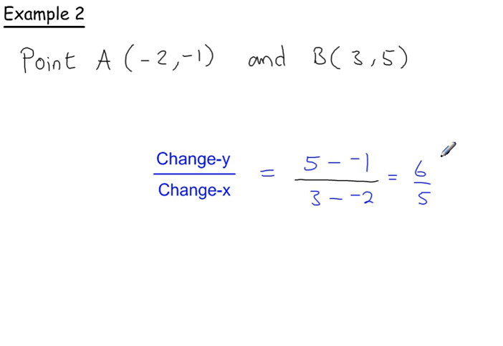What you'll find is that in most instances, it's better to leave the gradient in a top-heavy fractional format like this, as an improper fraction. It's better to leave it in this form rather than say, well, this is the same as 1 and 1/5. Because the typical next step would be to write down the equation of the line that goes through points A and B, and to write down the equation of a line, this form is more useful than this.